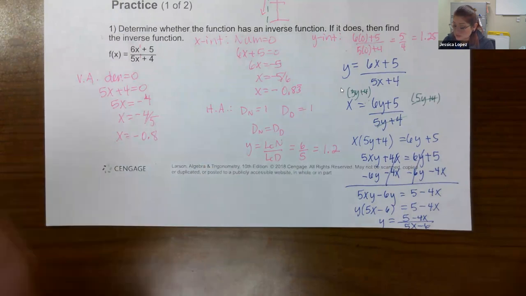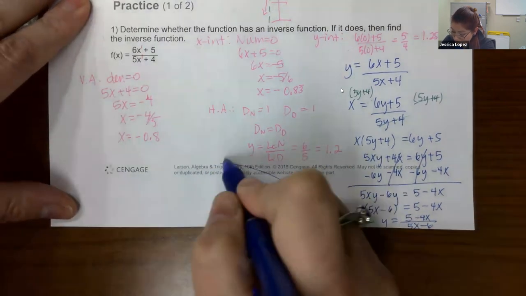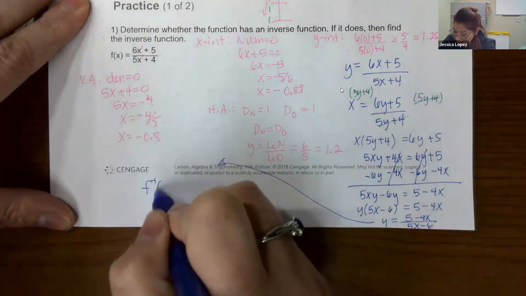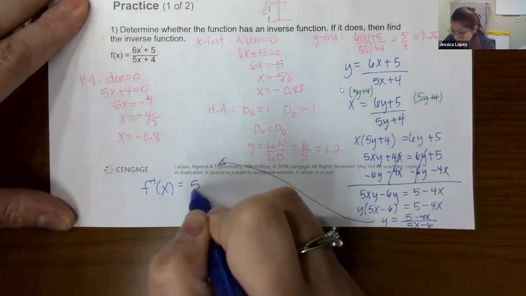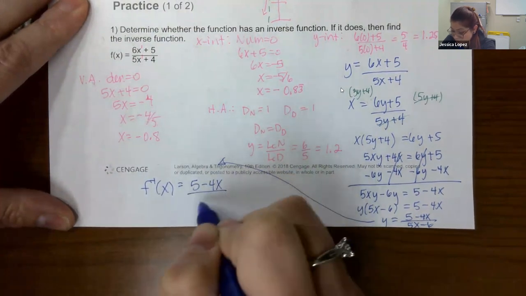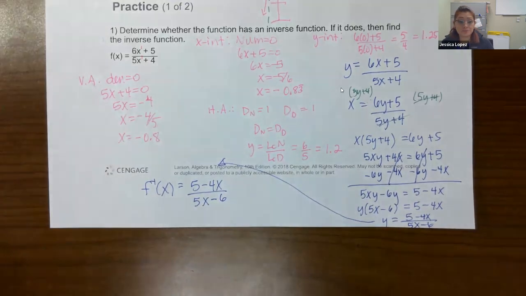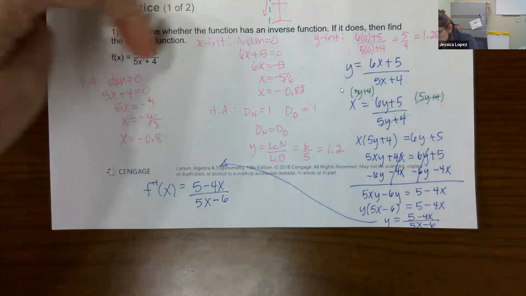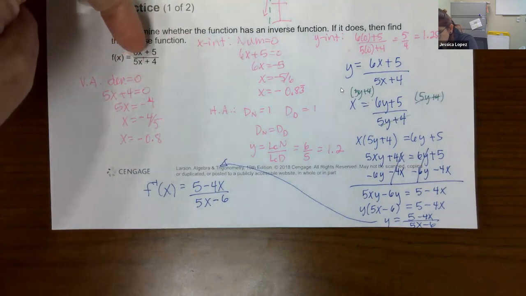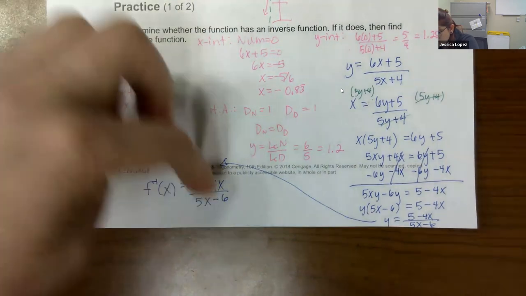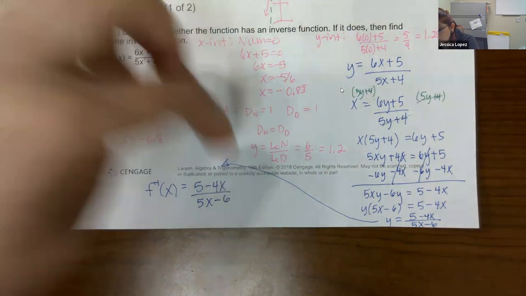Now I'm almost done. All I have to do is change the notation to f inverse of x equal to 5 minus 4x over 5x minus 6. Okay. So I would have never guessed that that's the actual inverse, right? Not all of the signs changed. It does look like the variables switched over, right? So that instead of it being 6x, it's now 5x. And instead of being 5x, it's now 4x.